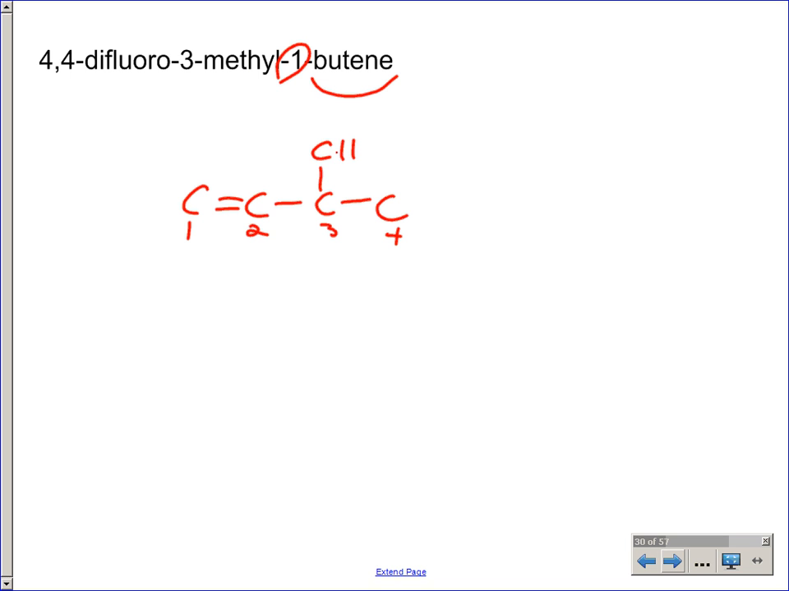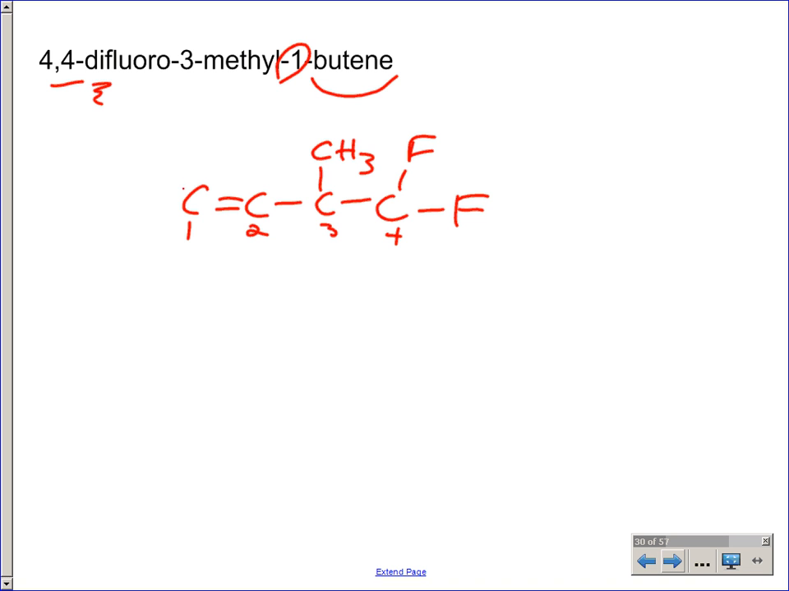You've got a methyl group at number 3. You also have 2 fluoros, or 2 fluorines, at the 4th carbon. So you've got, I'll put fluoro. So that one right there is the structural formula. We do need to go ahead and put in our H's so that each carbon has 4 attachments, or 4 bonds.